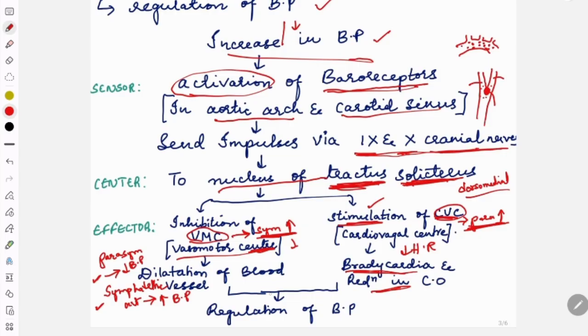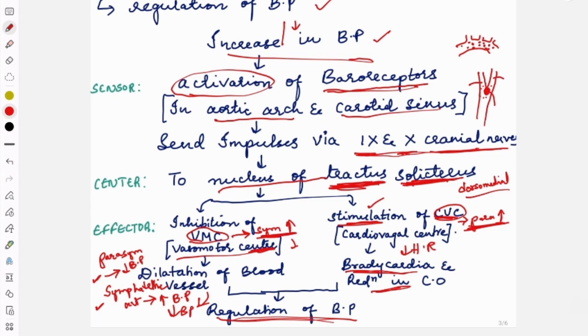So sympathetic discharge, what will it do? It will cause vasoconstriction. So there is no vasoconstriction, so it will inhibit the vasoconstriction. That is why there is dilatation of the blood vessels, and because of that there is further decrease in BP. Okay, there is further decrease in BP, and ultimately by these two centers there is regulation of BP. By decreasing the BP, they will regulate the BP.